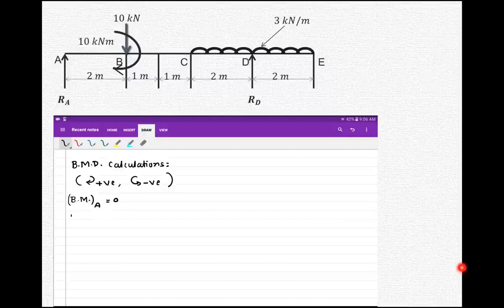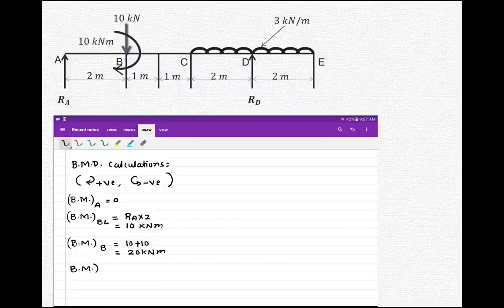Then bending moment at B left, so we have to take into consideration the effect of this RA. RA will produce clockwise moment about B. So that is RA multiplied by perpendicular distance, which is 2. So 5 into 2, that is 10 kilonewton meter. But there is already a bending moment acting at point B, so that we have to add. So this 10 plus 10 kilonewton meter is already acting over here and it is in the clockwise direction, therefore we have used this plus sign. So bending moment at B will be 20 kilonewton meter.